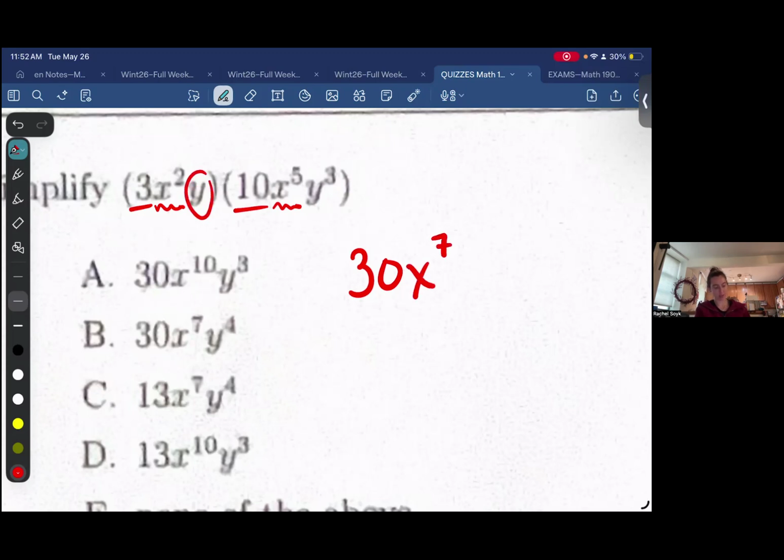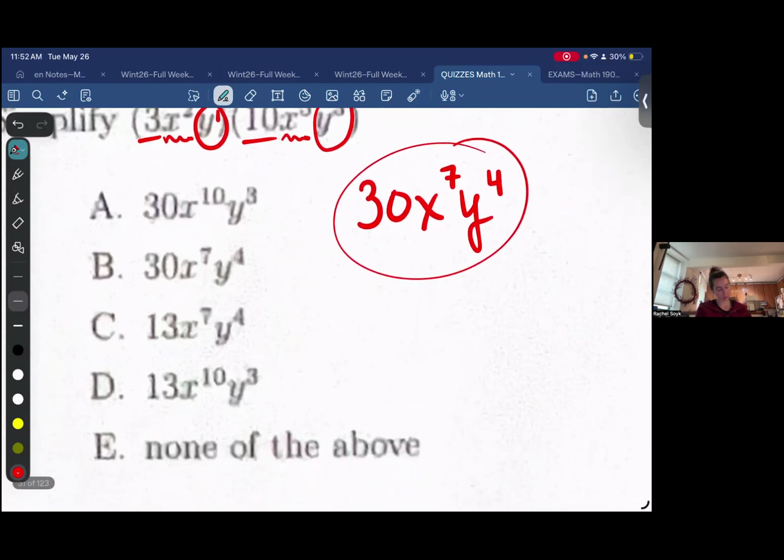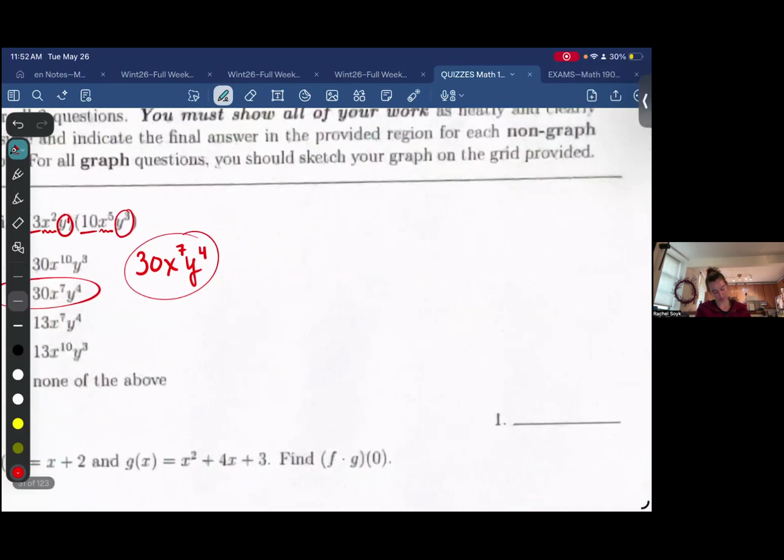And then we have y times y to the 3rd. Well, y is the same as y to the 1st times y to the 3rd. 1 plus 3 gives you 4. So 30x to the 7th, y to the 4th, which is answer choice B.